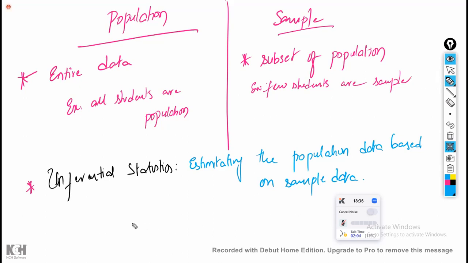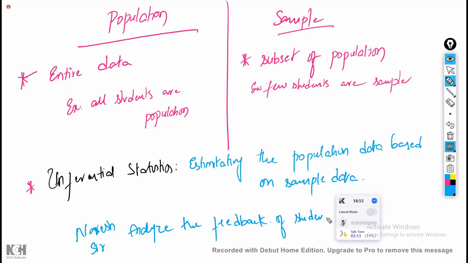I want to analyze the feedback. Who wants to analyze? Naresh sir wants to analyze the feedback of the students of the 6 p.m. batch. So to analyze the feedback, first we have to collect the feedback. Now let us take this example.